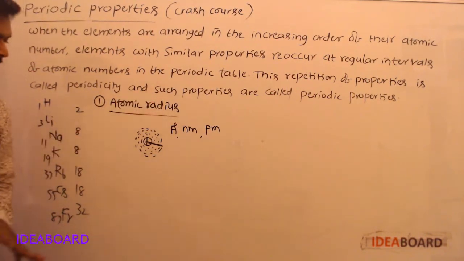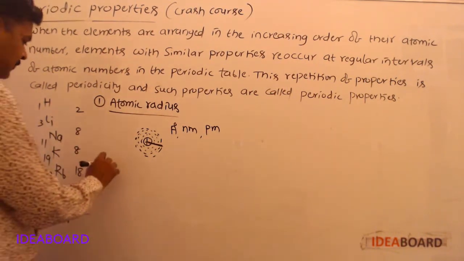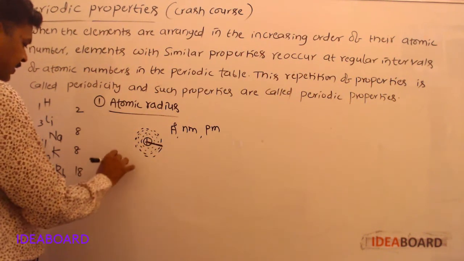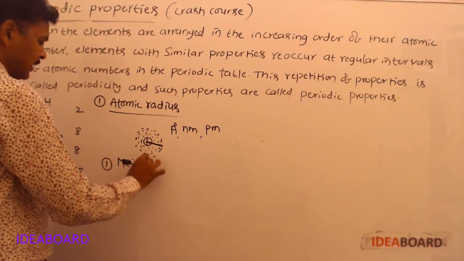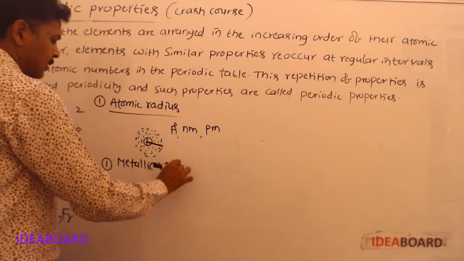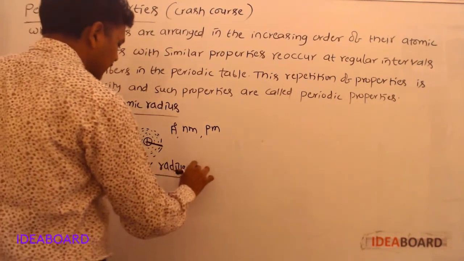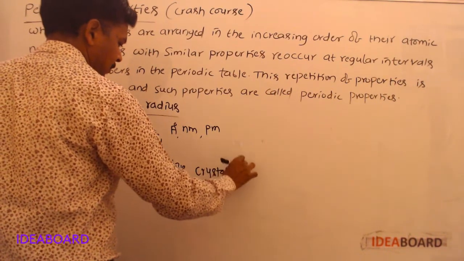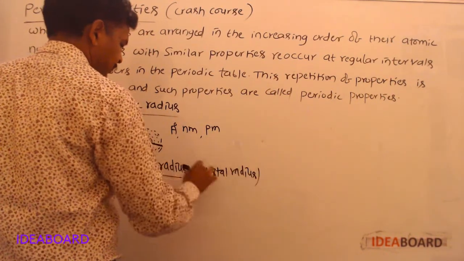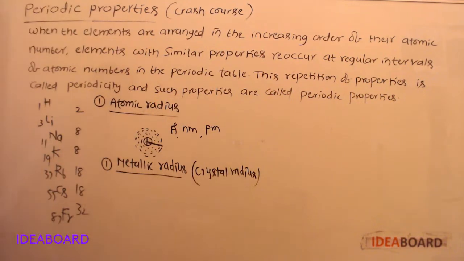This atomic radius is of several types. First one is metallic radius. It is also called crystal radius. Metallic radius or crystal radius.